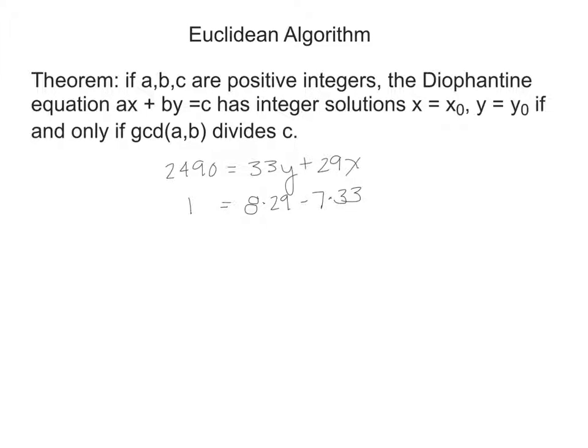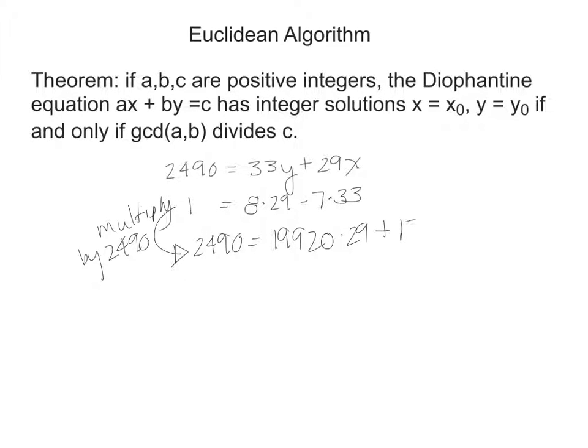And then last, because the greatest common divisor divides c, which is what this is here, if and only if the greatest common divisor of a and b divides c, because it does divide it, fortunately it was 1, we were able then to multiply by some number, in this case it happened to be 2490, and then find the integer solutions, which was 1920 and 17430.